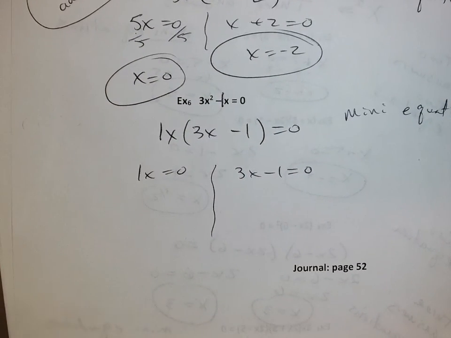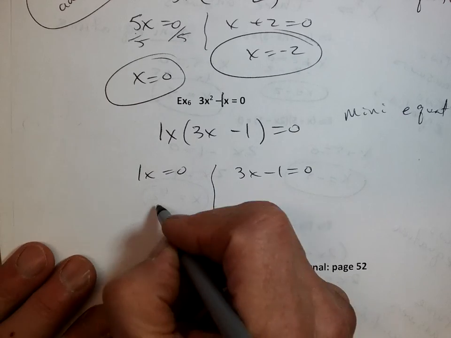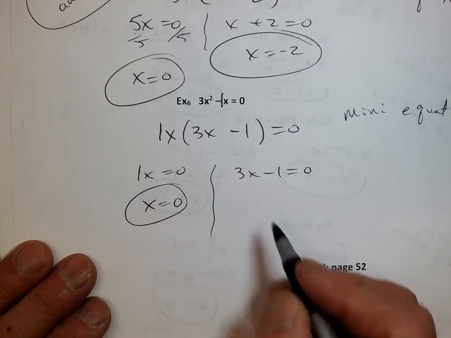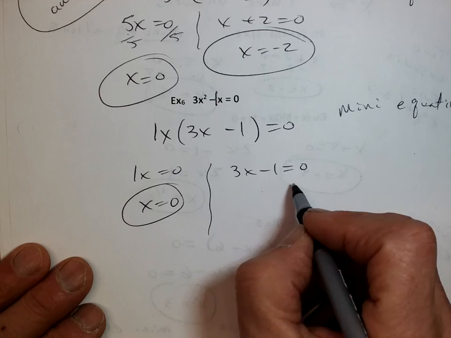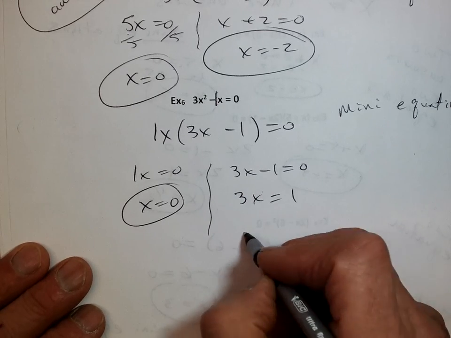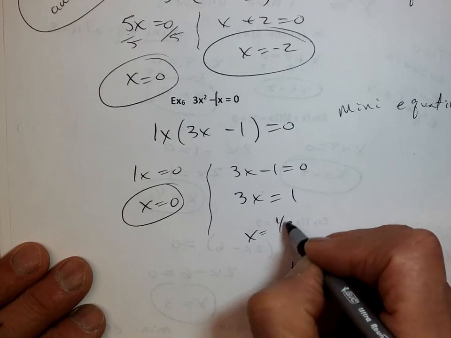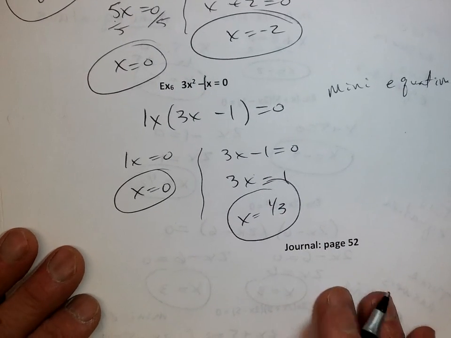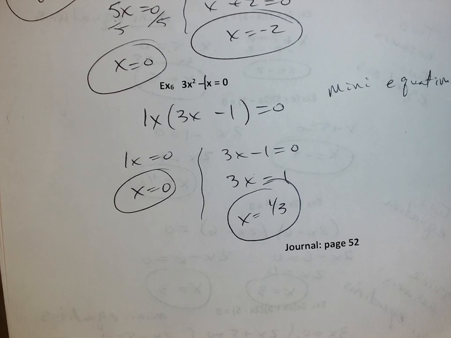How am I doing? Divide by 1, the answer is 0. And the other answer is plus 1, I get a 3x equals 1. Divide by 3, and I get 1/3. How's that? Okay, what do you think? Are you here?